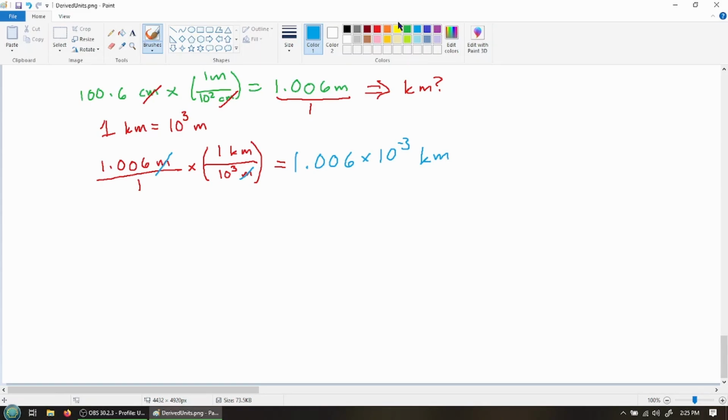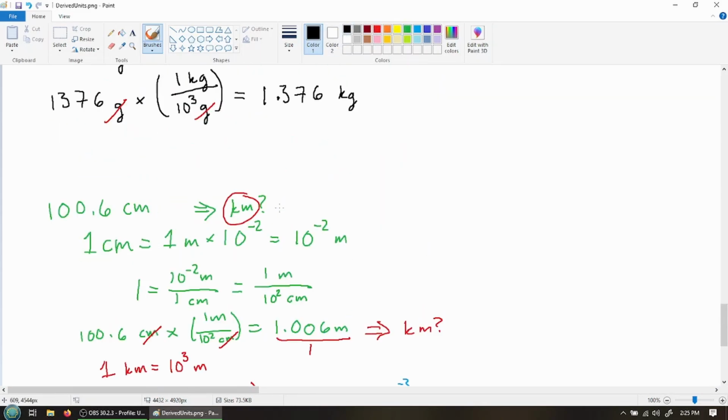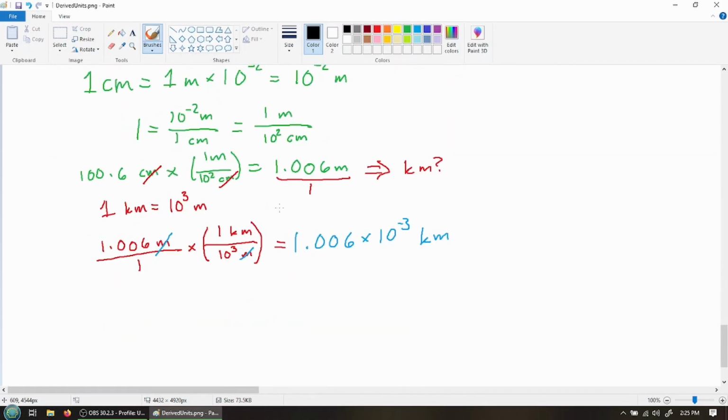So by going through it this way, what we've seen is that our original number of 100.6 centimeters is going to be equal to 1.006 times 10 to the minus 3 kilometers. Right? And if we were worried about sig figs here, we retain all 4 of them, because along the way, the only thing we've done is use exact conversion factors, which have effectively unlimited sig figs. Okay.